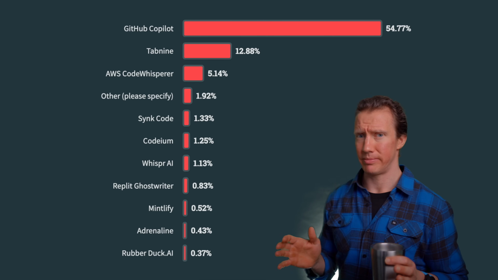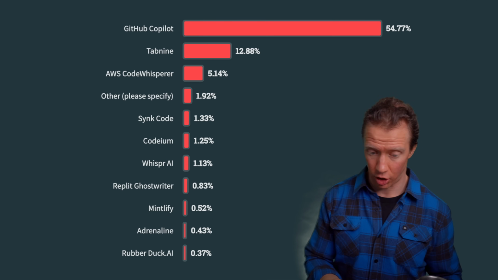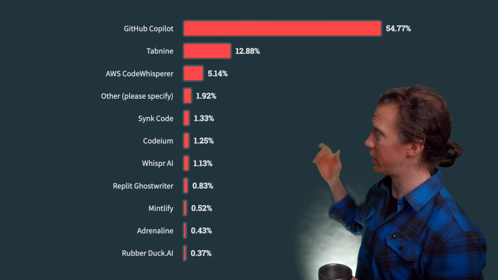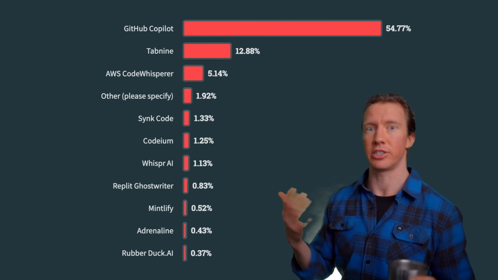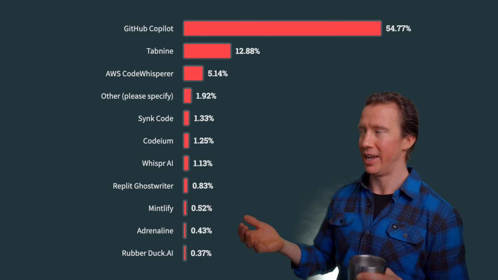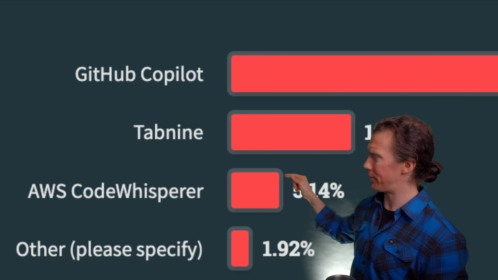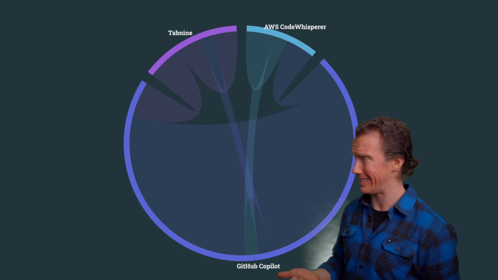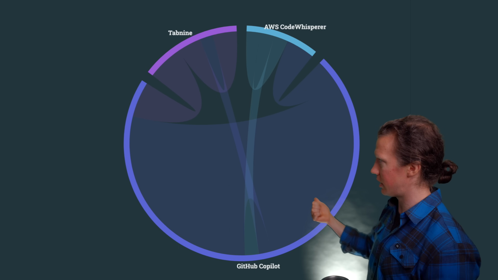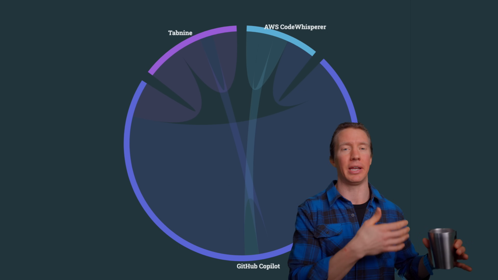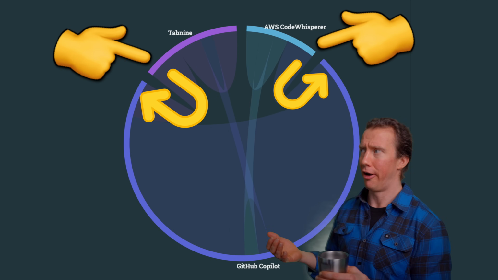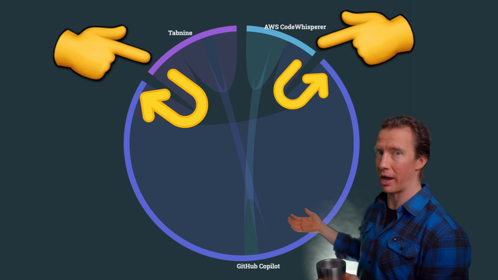Now, even though I have all these frustrations with Copilot, when I go to the 2023 developer survey and look at the top AI coding assistants, it's not even close. Copilot is the leader. Tabnine and CodeWhisperer are the next two closest options. And if we look at this fancy visualization, we can see that people that use these two options are more often switching to Copilot than vice versa. So I think it's pretty apparent that Copilot is the leader in this area right now.